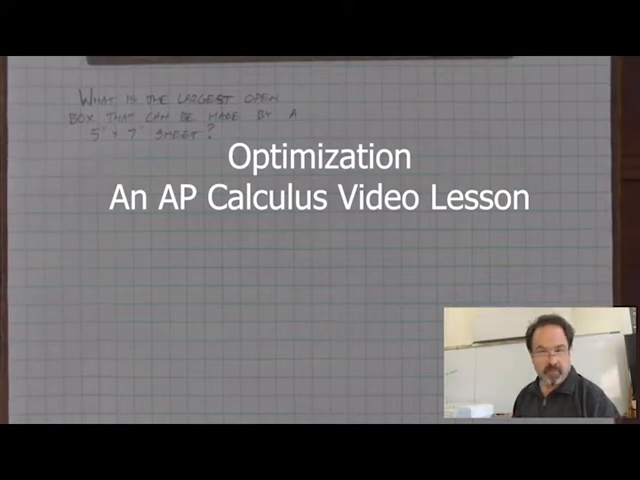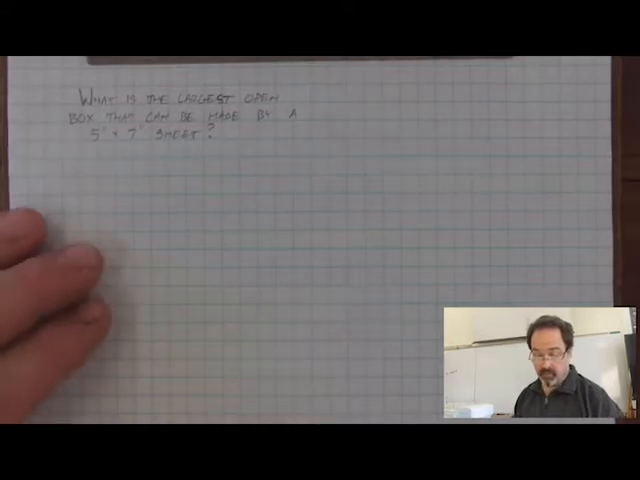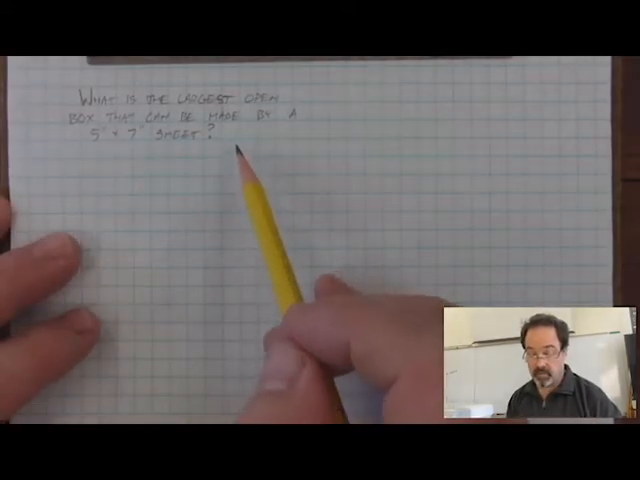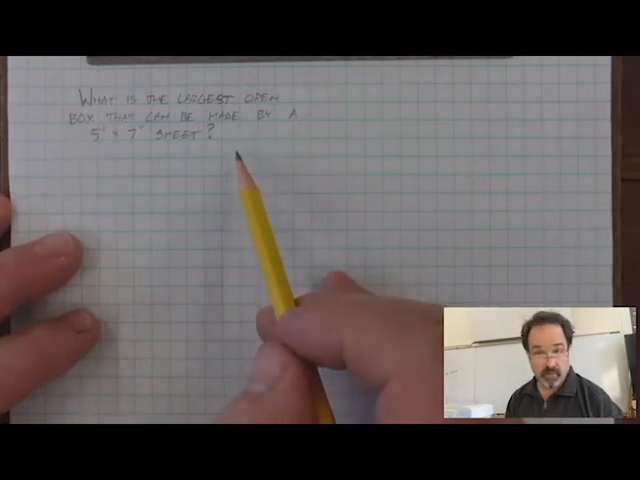VLSos here. This is a video lesson on optimization. We have a problem written here. What is the largest open box that can be made by a 5x7 sheet?